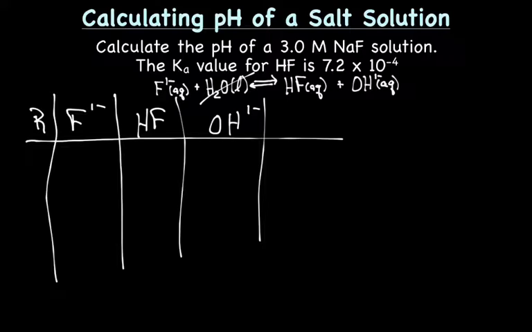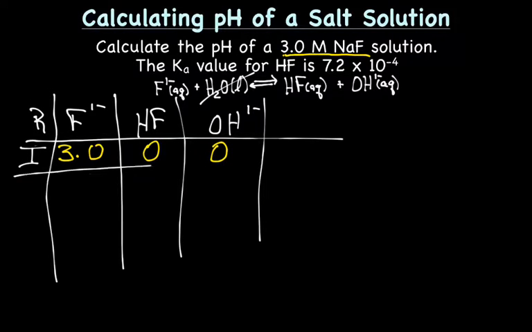All right, next is concentration. Well, we started with 3 molar of NaF, which means when the ions break apart, we have 3 molar of Na and 3 molar of F. So we have 3 molar of F. We don't have any HF at the moment, and we have no OH.